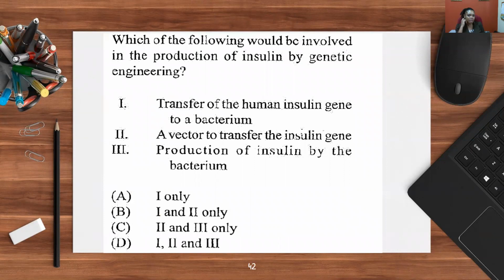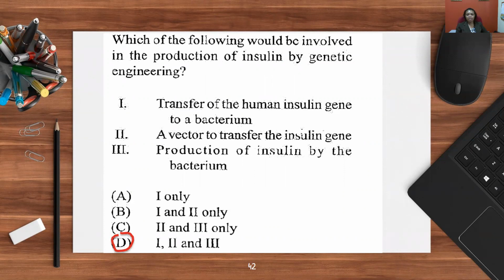Which of the following would be involved in the production of insulin by genetic engineering? 1, transfer of human insulin gene to a bacterium. 2, a vector to transfer the insulin gene. And 3, production of insulin by the bacterium. So which of the following would be involved in the production of insulin by genetic engineering? And the answer is 1, 2, and 3.